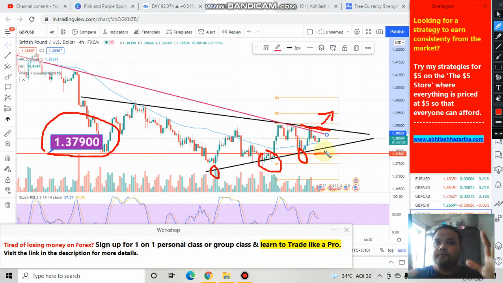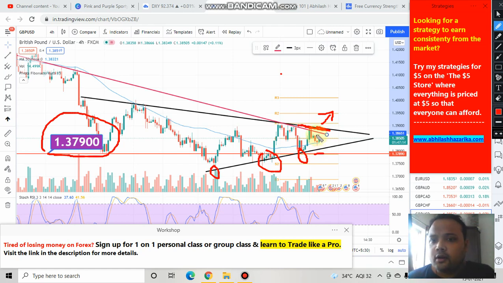So right now, the main thing is that pound USD is caught in a narrow range here. So my suggestion will be to avoid trading on pound USD. If you're looking for a trending market or bigger profit, then avoid trading on pound USD as long as it is trading in this particular range.